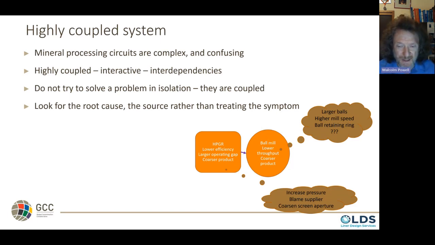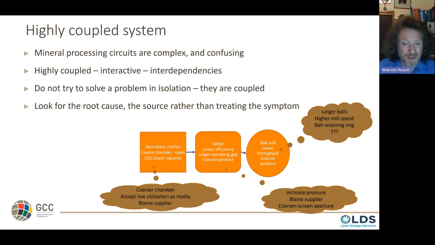They've got a coarse product, and so they try increasing the pressure, and this HPGR begins to vibrate. So they blame the supplier: it's the wrong equipment, or there's something wrong with it. And you coarsen the screen aperture because it overcomes the problem. So I wonder if that's the real cause of the ball mill problems.